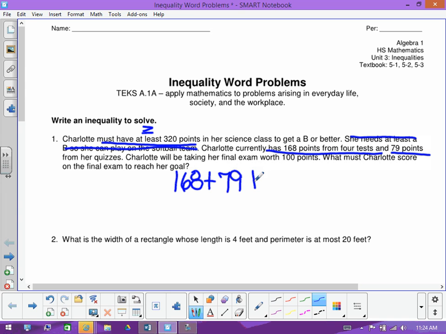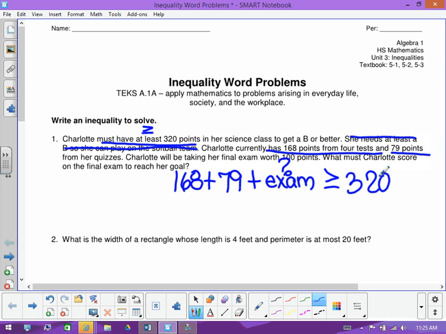And she's going to take a final exam. We don't know how much that one is. We don't know what she's going to make. But it's got to be greater than or equal to 320 points total to get a B. So if this is our unknown, it could be E, could be M, could be X, doesn't matter.